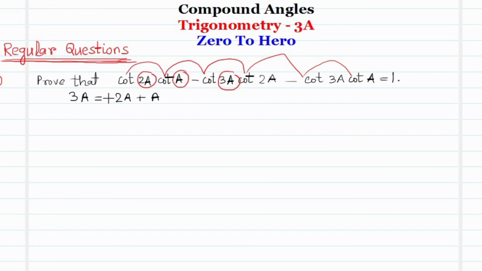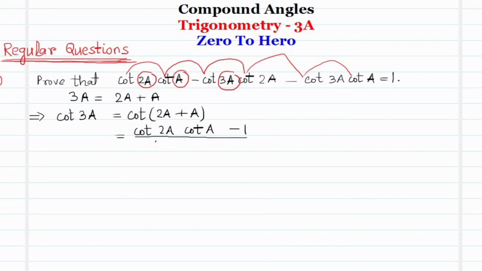So 3a equal to 2a plus a, if we apply cot here, then what can I write? Cot of 3a equal to cot of 2a plus a. It is like cot of x plus y formula: cot a cot b minus 1 by cot a plus cot b, that is cot 2a cot a minus 1 by cot 2a plus cot a, and this is equal to cot 3a. If any confusion is there, we can write it like by 1.